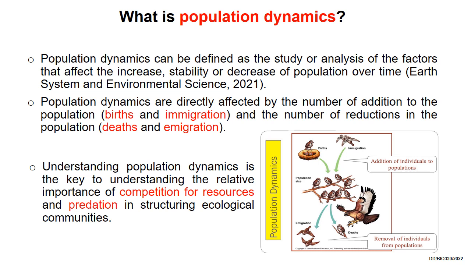2021. Population dynamics are directly affected by the number of additions to the population, and additions can occur via birth and immigration. What is immigration? Immigration is the addition of individuals to a population, going in. And the reduction in the population can occur through death or emigration. Death, or mortality. And what is emigration? Emigration means the removal, or going out, of individuals from a population.